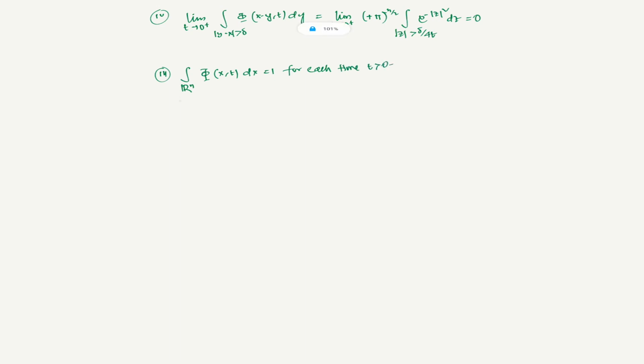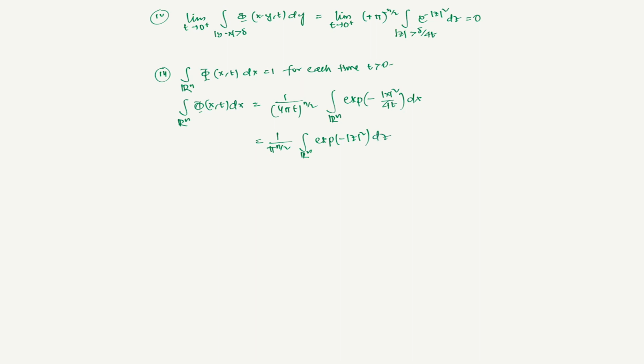Now my question is, how do you calculate this thing? This is very easy. Let's write the integral over Rn of phi of x, t dx. This is 1 by 4 pi t, whole power n by 2, times the integral over Rn of exponential minus |x| square by 4t dx, and this is 1 by pi to the power n by 2 times the integral over Rn of exponential minus |z| square dz. I hope this is fine. It is exactly the same thing which you did here, just a change of variable.